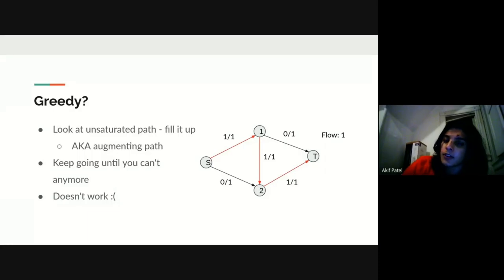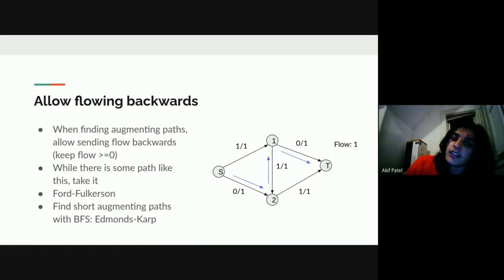Okay. So greedy doesn't work, but we can slightly modify this greedy approach to make it work. The way we do this is by allowing ourselves to send flow backwards. So when we're finding an augmenting path, we don't just look for edges that have room open, that allow you to have some amount of flow left over. We also allow you to send flow in the opposite direction of an edge. So in this picture here, we're allowing ourselves to send water backwards.